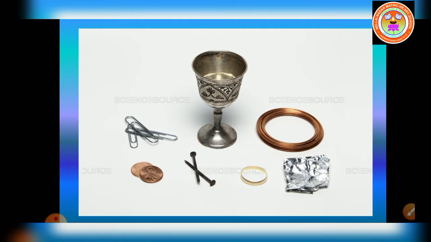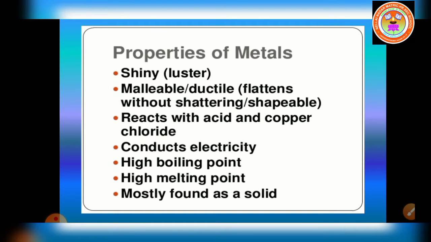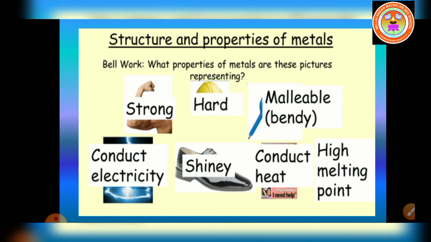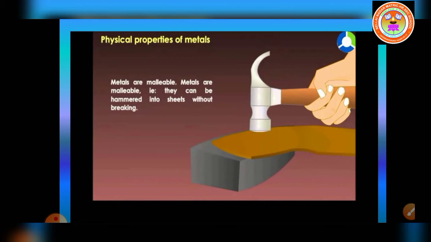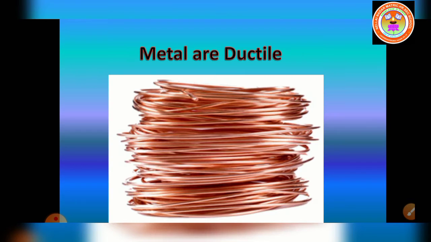Let us see the properties of metals. Metals are typically hard and strong. Metals are good conductors of heat and electricity, and they are shining in nature. Metals are malleable in nature. That means they can be hammered into sheets without breaking. Metals are ductile. That means they can be drawn into thin wires.